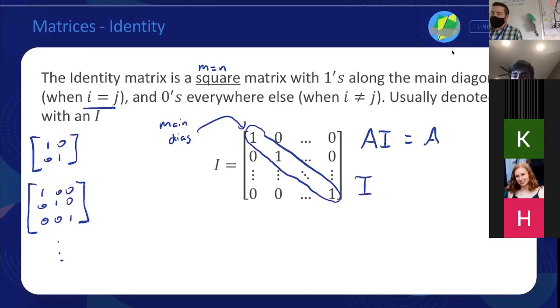Or the identity times A will give you A. Okay, it's the identity, meaning when I multiply, nothing changes. Just be careful because order in multiplication matters.